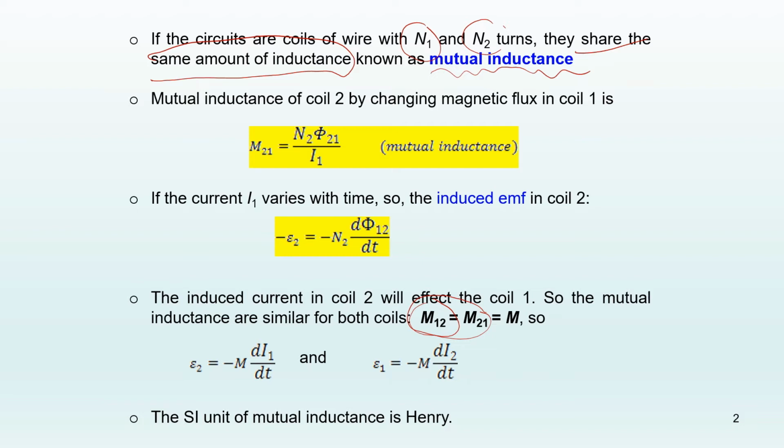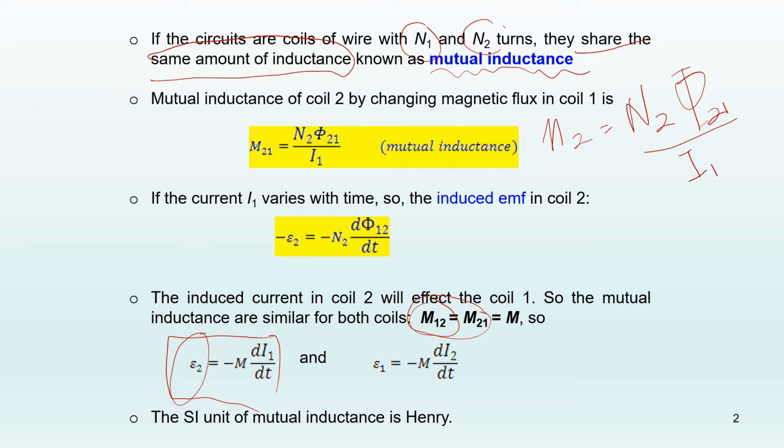Right. So mutual inductance in coil 2 is equal to the number of turns in coil 2 multiplied by the flux from coil 1, divided by I1. This comes from the EMF induced in coil 2 being equal to negative inductance. So M is inductance. Since there are two neighboring coils, it is called mutual inductance M.